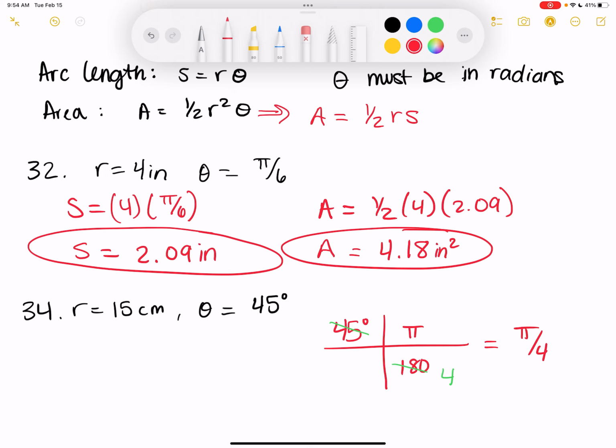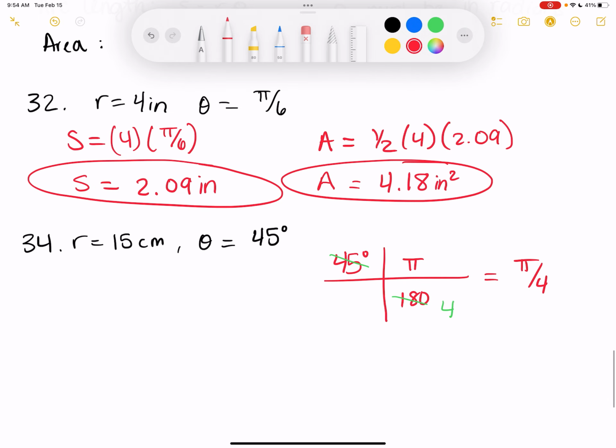That way you just see a conversion, and also if you know your degrees on your unit circle, you can find it. I knew it was pi over 4, but I was just doing it wrong. Alright, so then arc length, S equals R theta. So S is equal to 15 times.